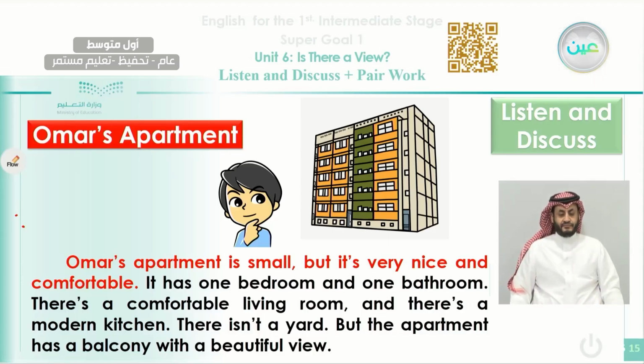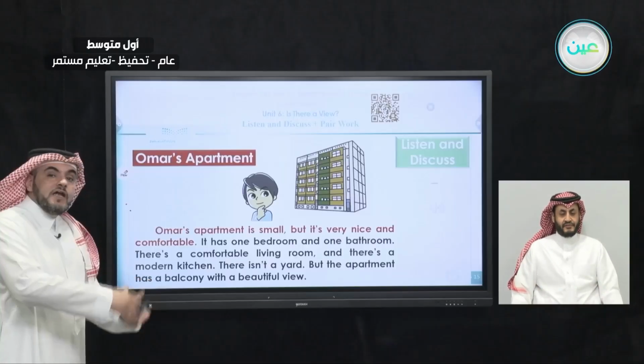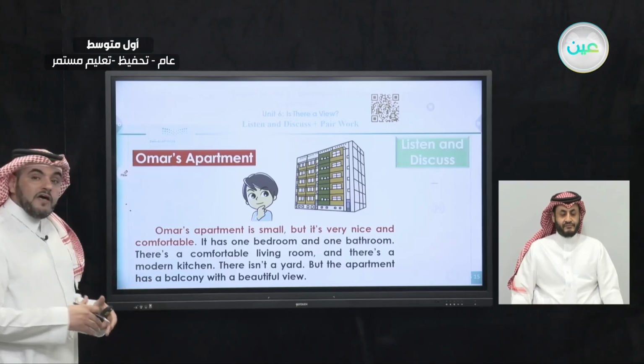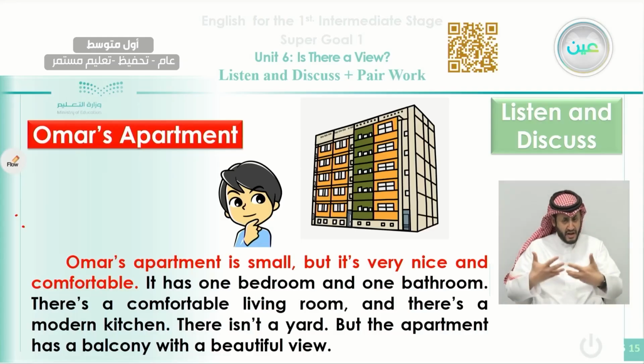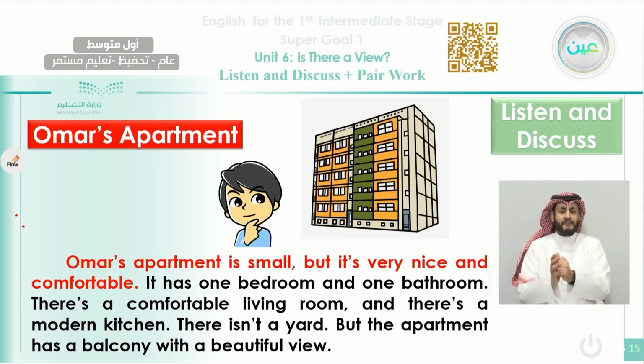Umar's apartment is small, but it is very nice and comfortable. This is the general idea. Now the writer is going to elaborate and is going to defend the idea or support the idea by telling us how it is small, and how much it is nice and comfortable. Let's read and listen at the same time.